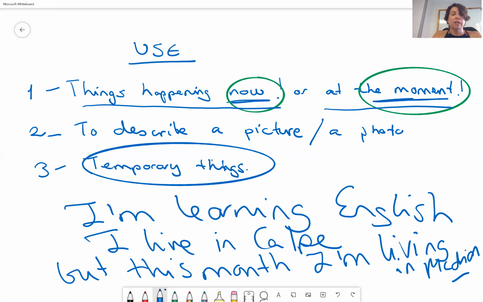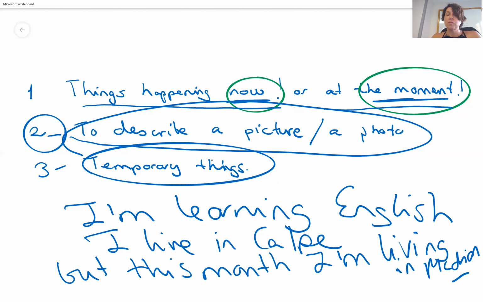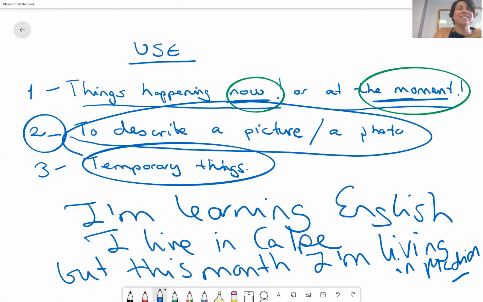And the third, I put it here in number 2, but this one is to describe a picture or a photo. So when you're describing a picture or a photo, let's say we have a photo, we can say, oh, the man is looking out of the window. The children are playing. This is important because in some examinations, you might have a photo to describe. If this happens, that you have a photo or a picture, remember to use a present continuous.